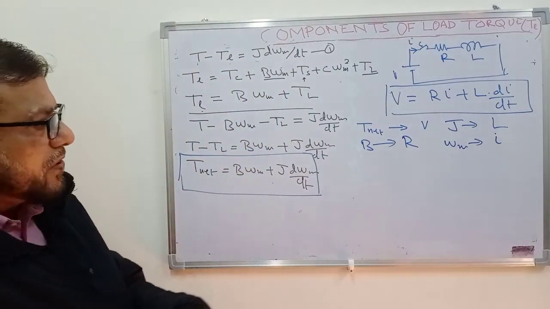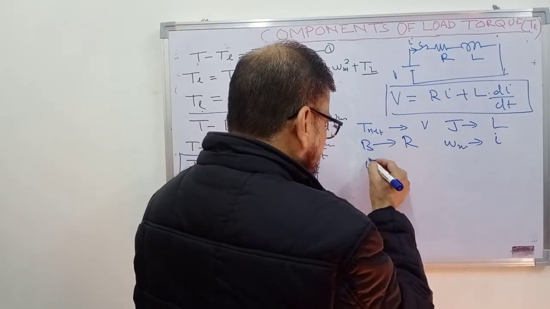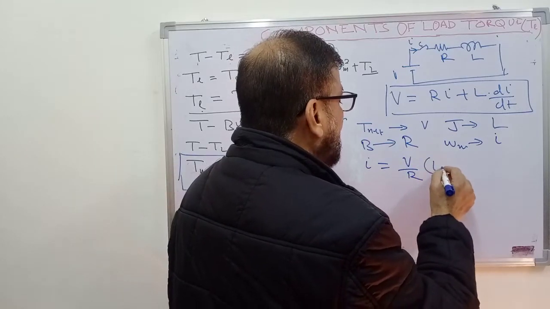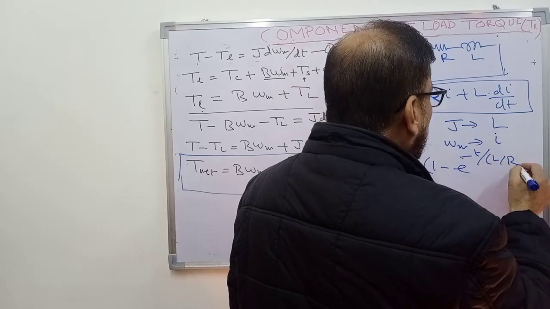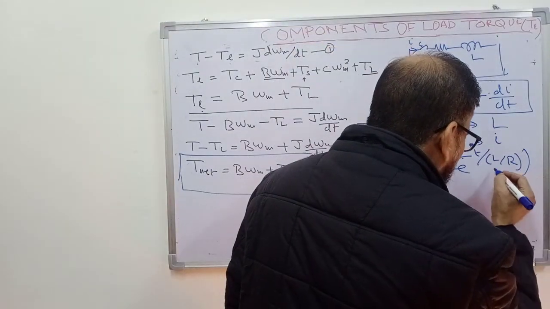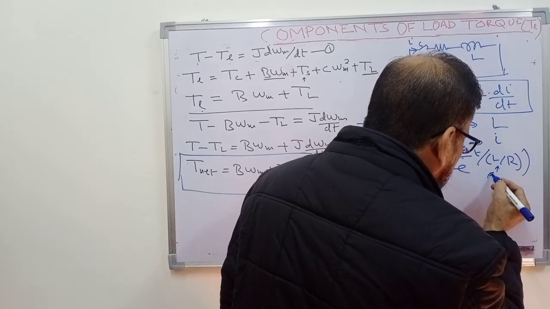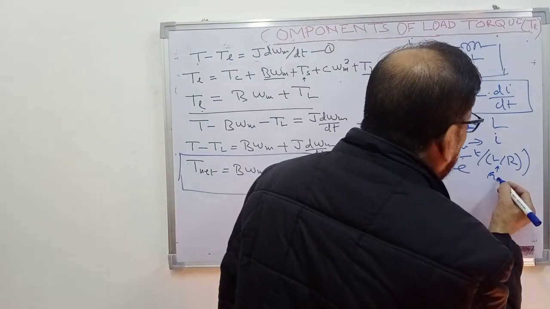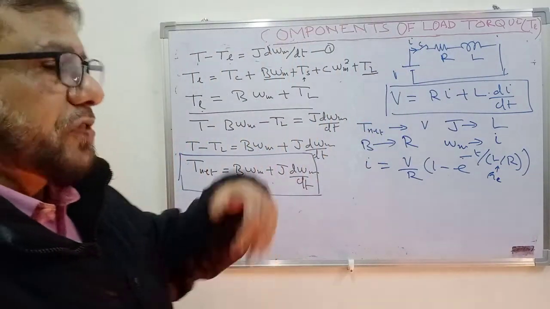You recall what is the solution of this equation? We write the current I as V upon R times 1 minus e to the power minus t upon L by R. This L by R we call the time constant. Let me call it tau E, the time constant of the electrical circuit, or you can say the electrical time constant of the circuit.